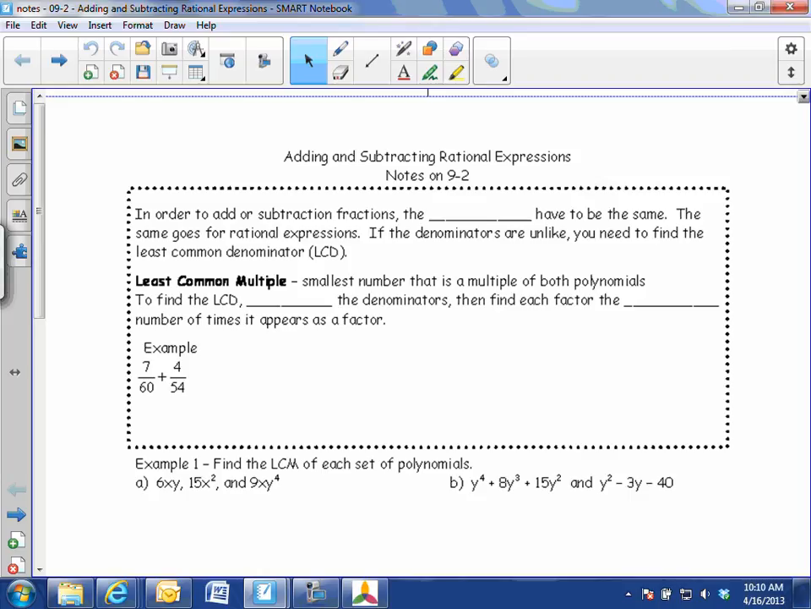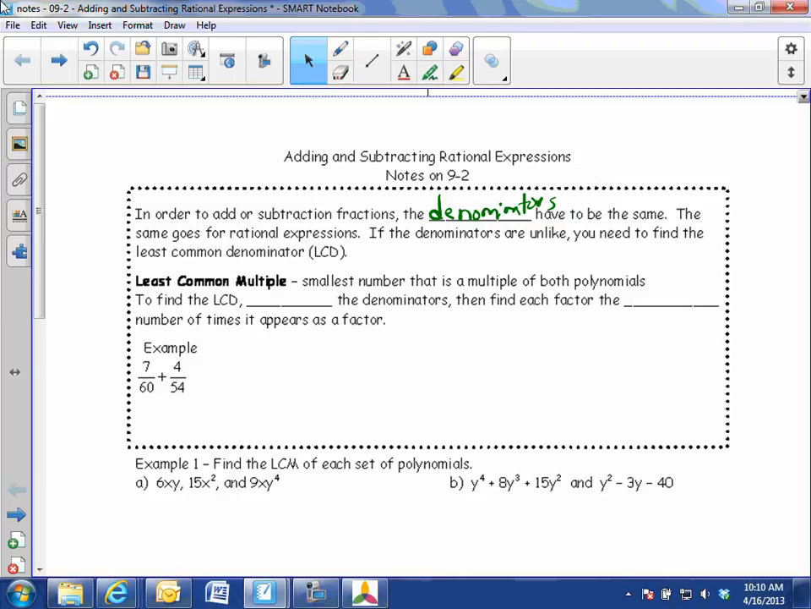So yesterday we multiplied and divided rational expressions. Today we're adding and subtracting. Okay? Remember when we're adding and subtracting just regular fractions, what has to be the same? The denominator. Same thing happens with rational expressions. So in order to add or subtract them, the denominators still have to be the same. If the denominators are not the same, you cannot add or subtract.